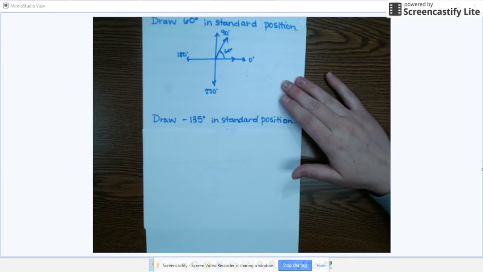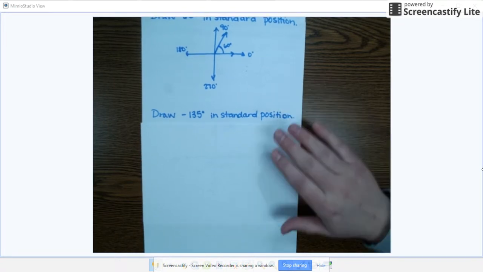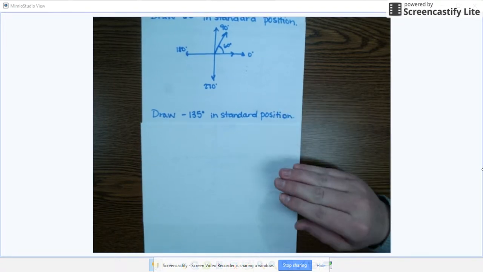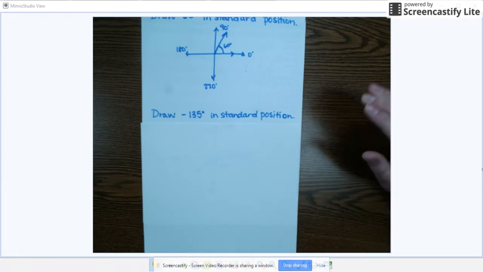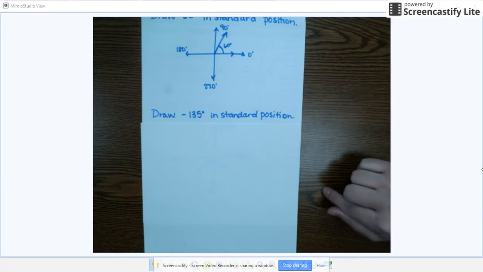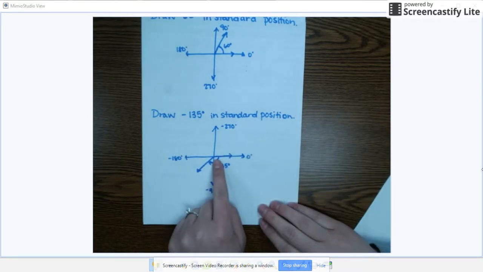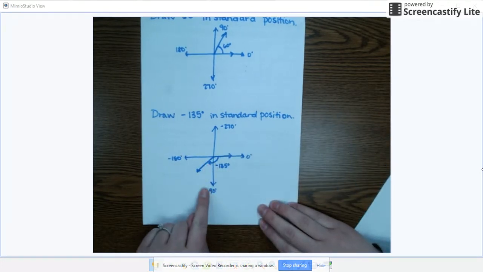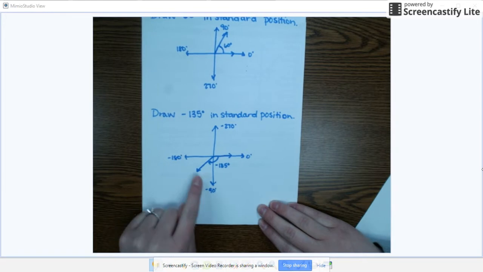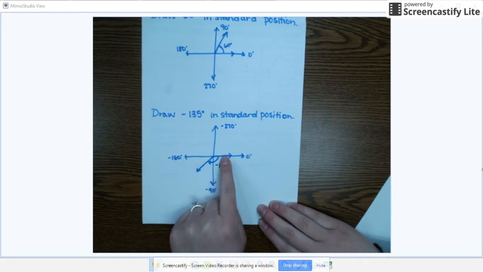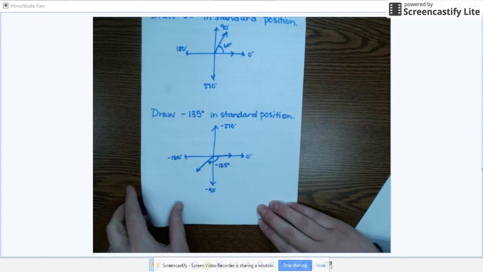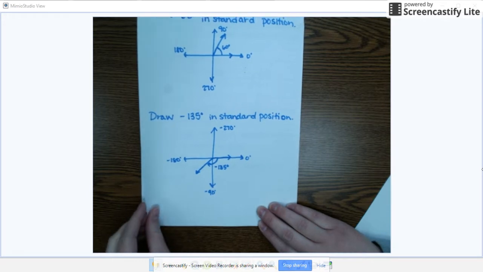We can also sketch negative degree measurements. So negative 135. That's going to obviously be between negative 90 and negative 180. So we're working down here in the third quadrant. We are 45 degrees past negative 90. So it's halfway between our negative 90 and negative 180. So there would be your negative 135 degree rotation.